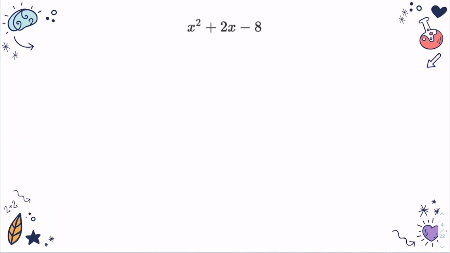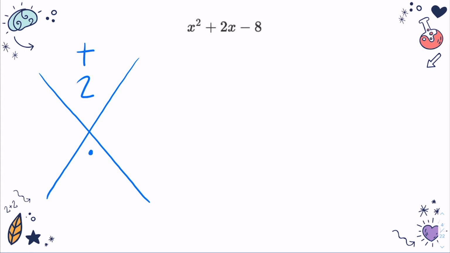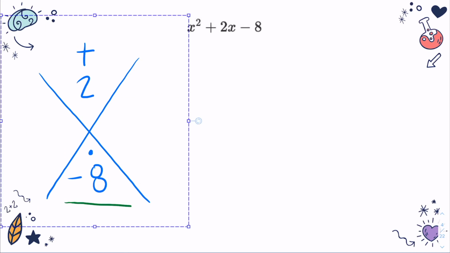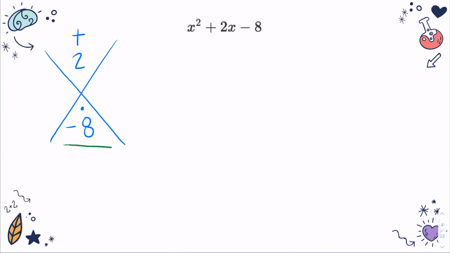So looking at x squared plus 2x minus 8, because a equals 1, we can go straight to our x puzzle. Find two numbers that add to give us 2 and multiply to give us negative 8. So we can go through those factor pairs of negative 8. So we know all of the factor pairs would be negative 1 times 8, 1 times negative 8, negative 2 times 4, 2 times negative 4.